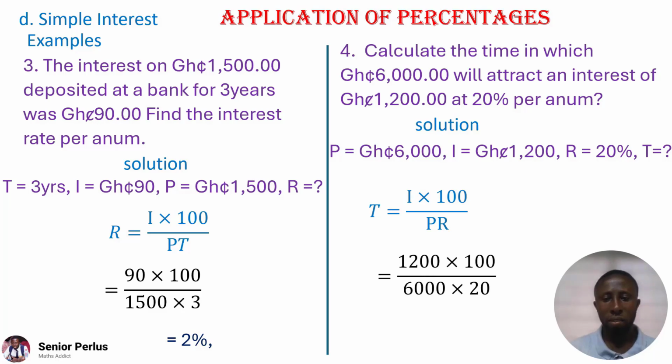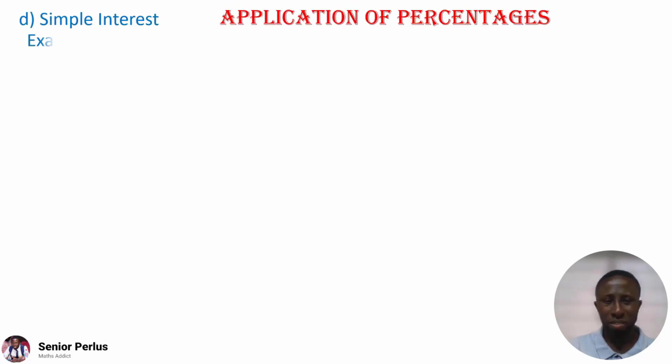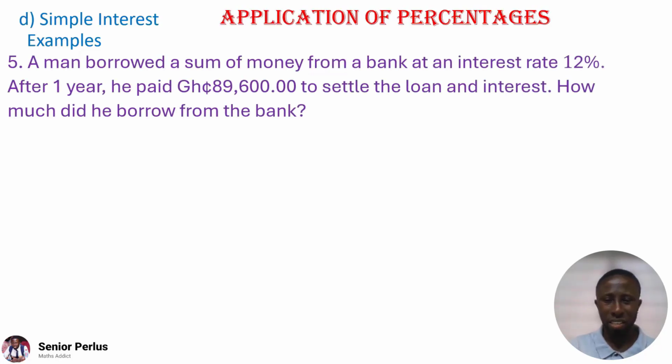So you just do your substitution. I already told you that with 20%, the reason why there's no percent sign here is because we already have 100 there. So there's no need for you to bring percent there when using the formula. Then the time will be 1 year. Make use of the calculator, you get 1. That's 1 year.